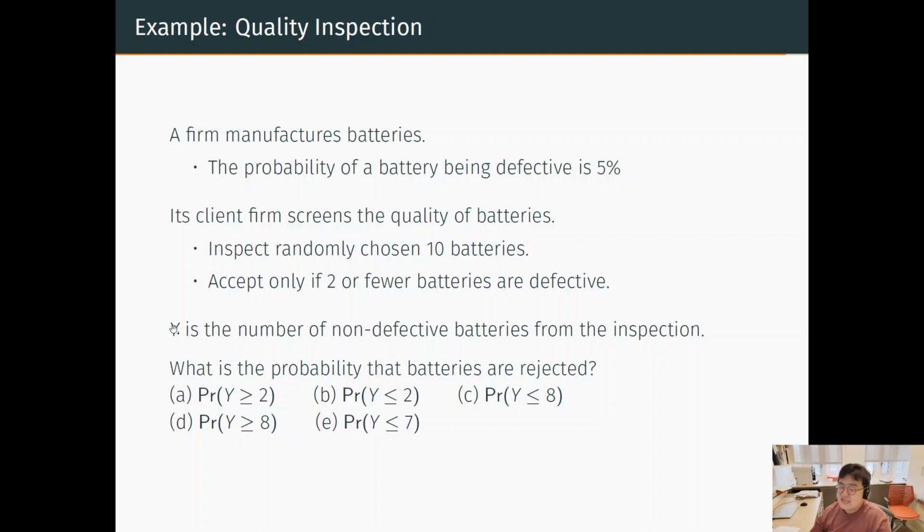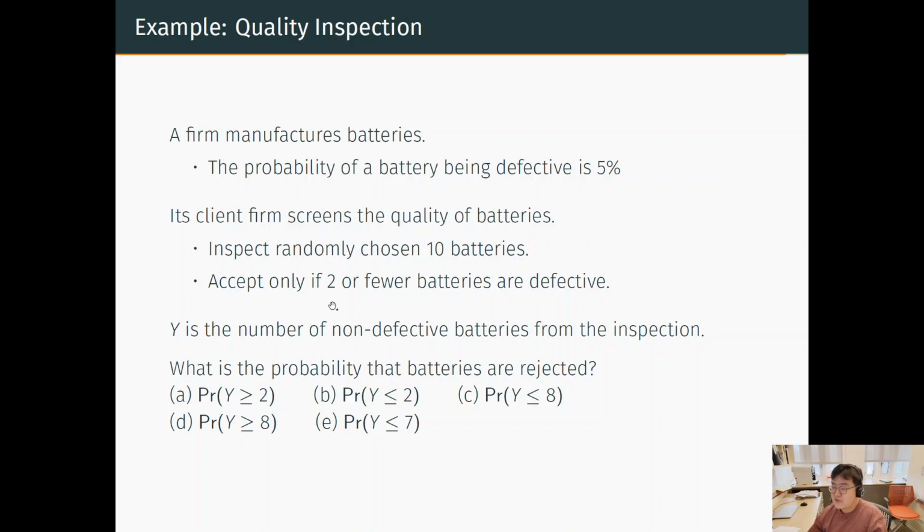In this case, I'm going to define Y as the number of non-defective batteries from the inspection of 10. Then, what is the probability that the container of batteries is rejected? Think about that. Also, this is not algebra. It is translating the question into mathematical equations and notation. So you have to get used to it. Think about it.